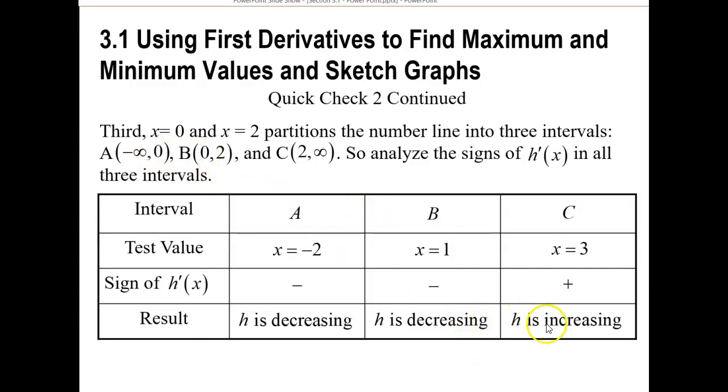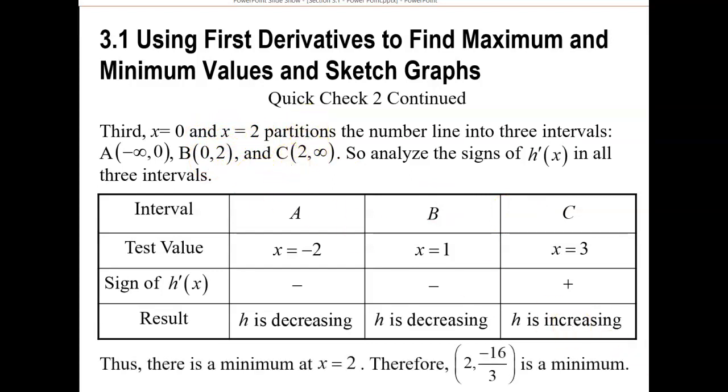Then it went decrease to increase between B and C. So between B and C, which was at 2, it went decrease to increase. So that should be a min. Okay, so there's a min at 2. So plugging 2 back into the original function would give you negative 16/3. That would be the ordered pair of the minimum.